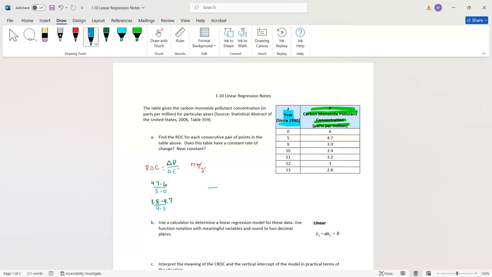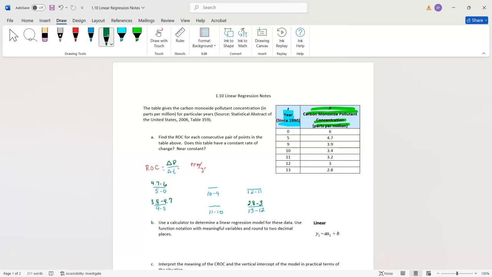So now we have 10 minus 9, 11 minus 10, 12 minus 11, 13 minus 12, and you'll fill in the outputs for each one of these and make that calculation.